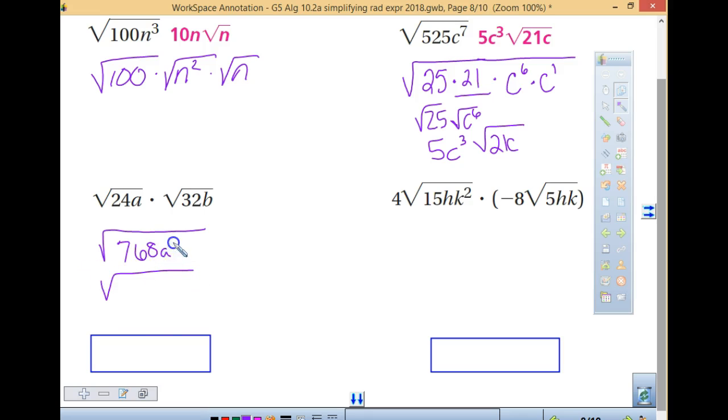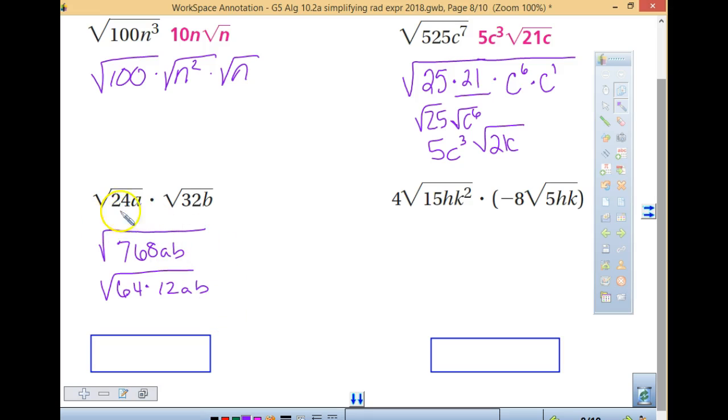16. So on your calculator, 768 divided by 16 is 48. So can I go bigger than 16? I could have gone with 64. 64 times 12.